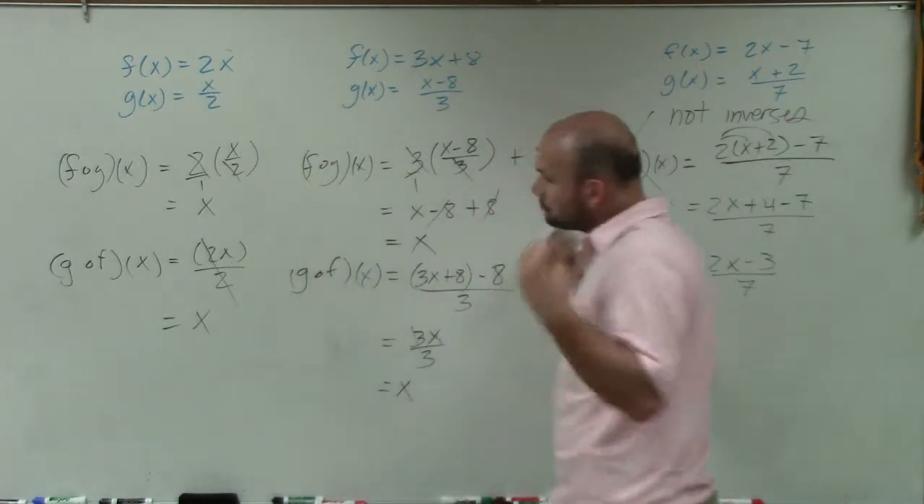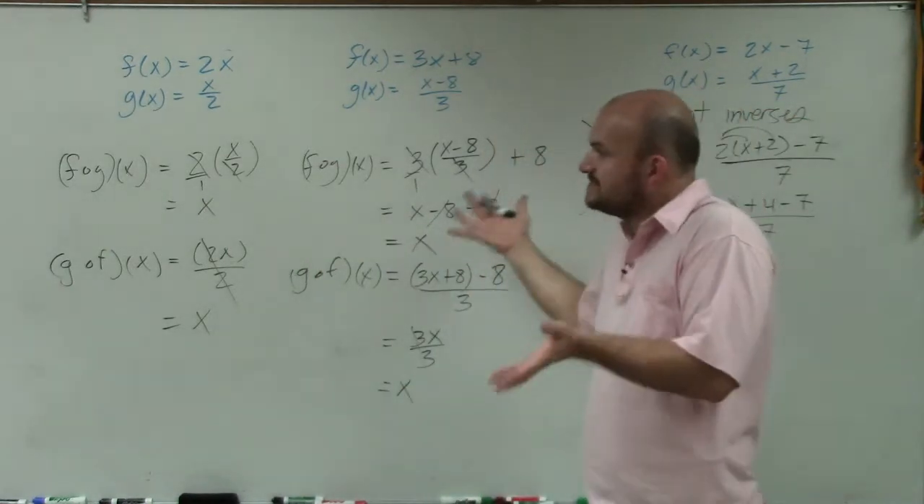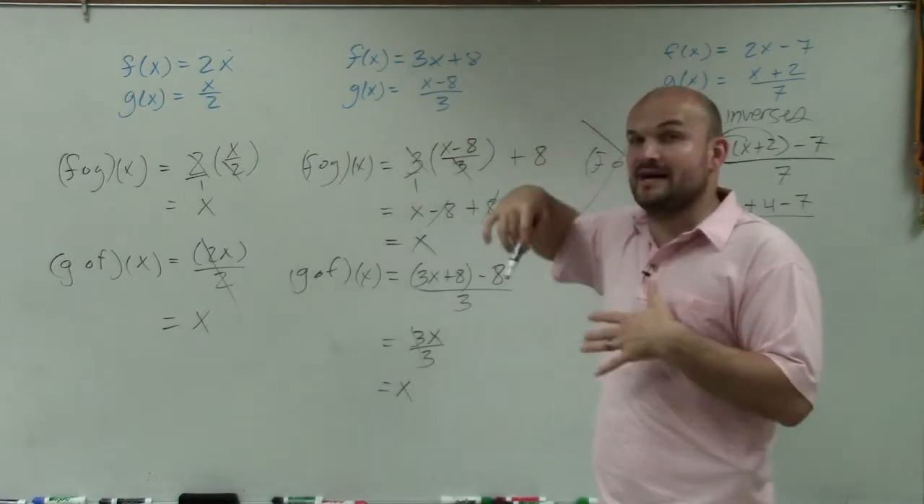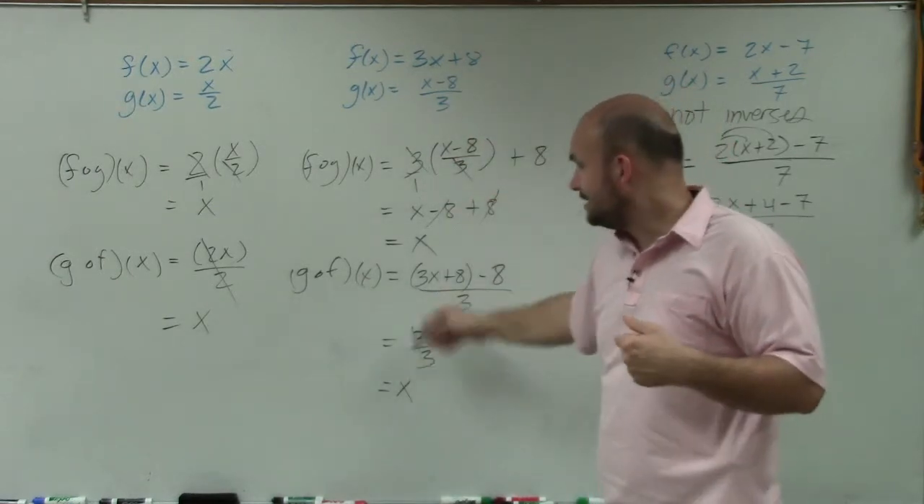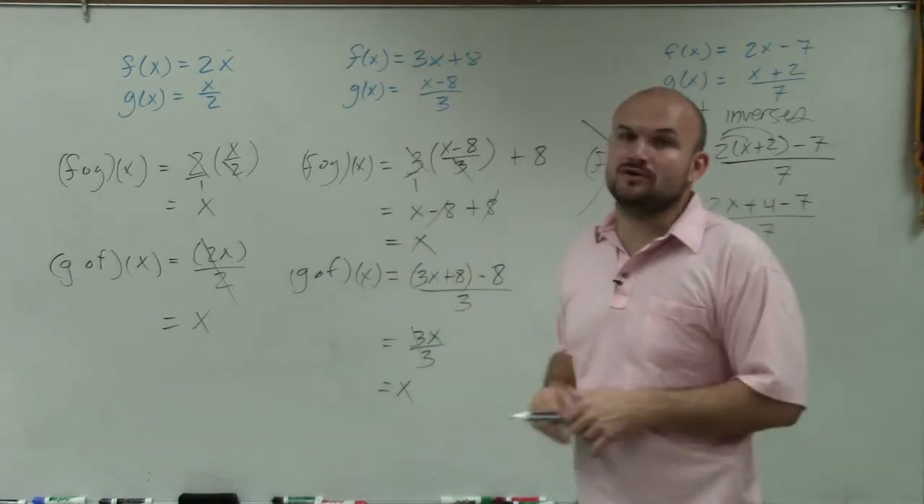Okay, so the only way we can prove formally that they're inverses is by taking the composition of f of g of x and g of f of x, and when we get the identity function x, then we can show that they are inverses.